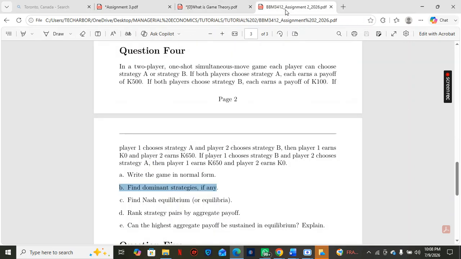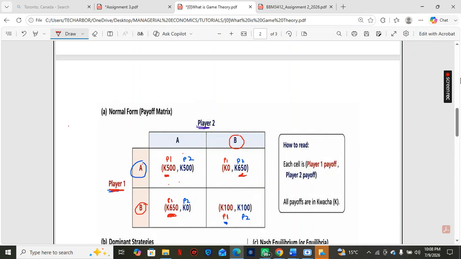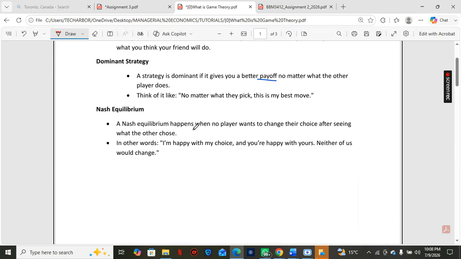Part B, we've done. Part C, find the Nash equilibrium. Here's the definition of Nash equilibrium. A Nash equilibrium happens when no player wants to change their choice after seeing what the other chose. In other words, I'm happy with my choice and you're happy with yours. Neither of us would change.